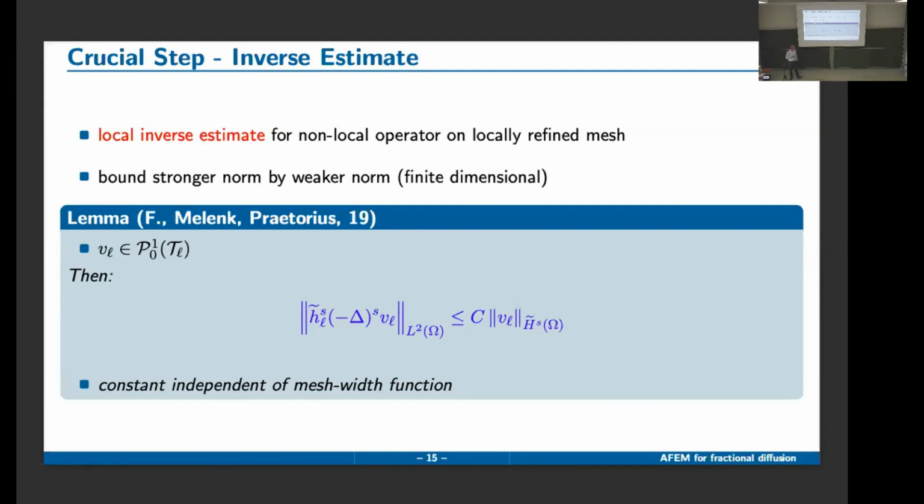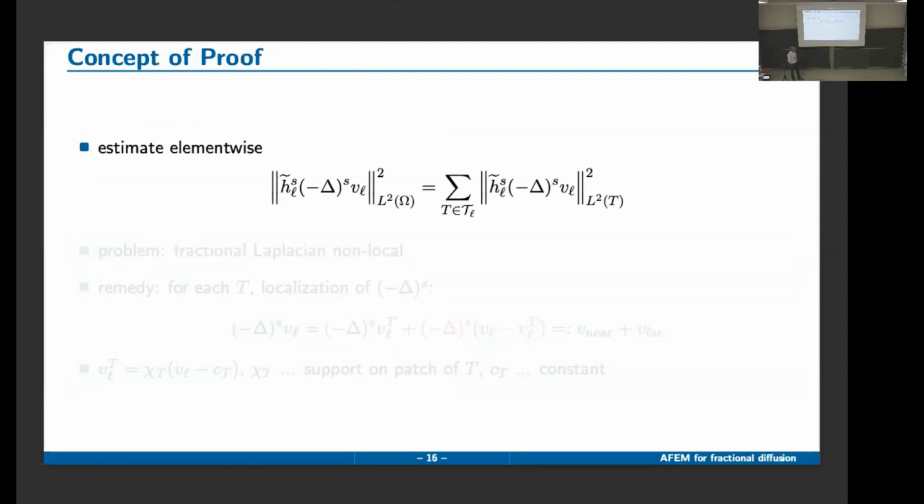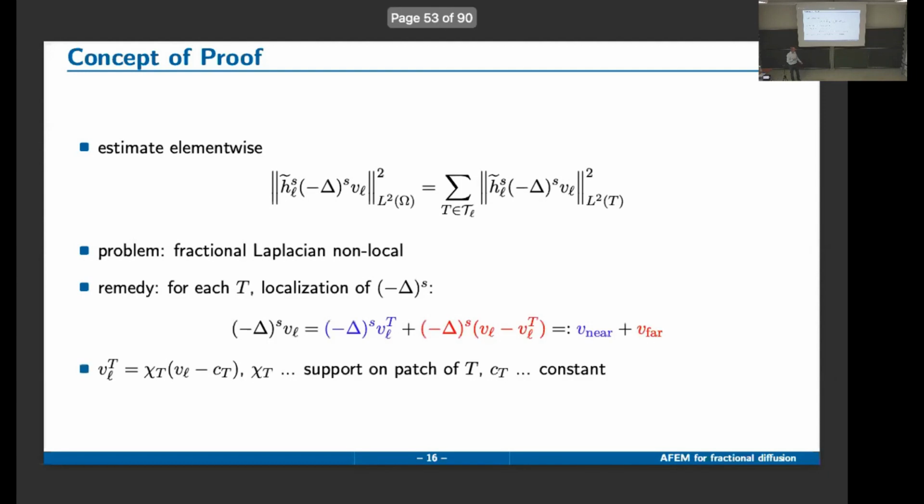Okay, so how can we prove such an inverse estimate? Well, at first we use locality of the L2 norm and sum it up in local contributions. And then we run into the problem that the fractional Laplacian is non-local. So the operator is non-local, and I cannot do any localization for this here. But as I say, if it's not local, make it local. So the remedy is we just split the operator into a local part and a non-local part. But this non-local part will be something more regular.